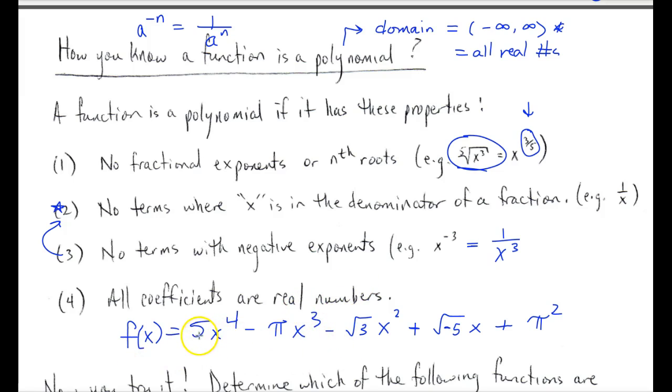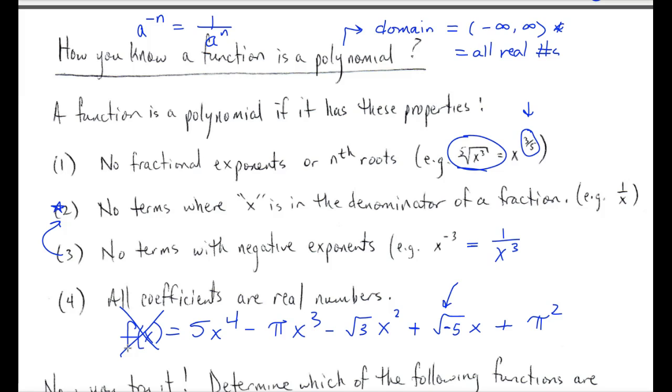So here we see that 5 is a real number. We know that pi is a real number. It's an irrational number, but it's real. Square root of 3 is a real number, but it's irrational again. But square root of -5, there is no real number that exists for that. So because I have this number here, square root of -5, that would make f of x not a polynomial, okay?